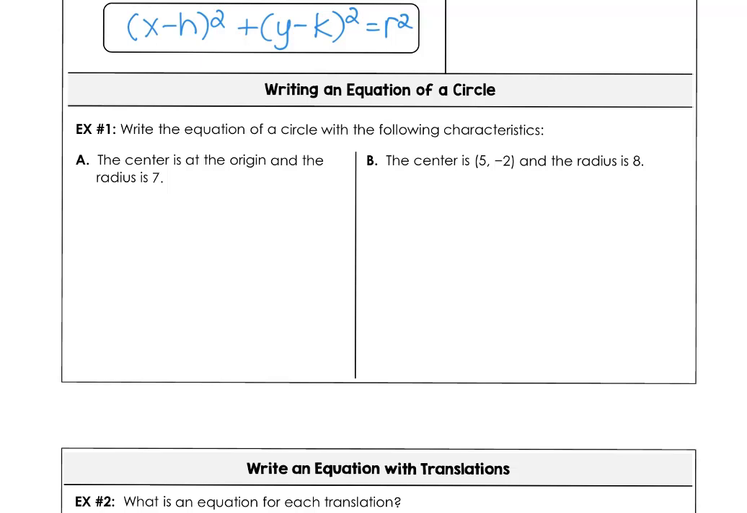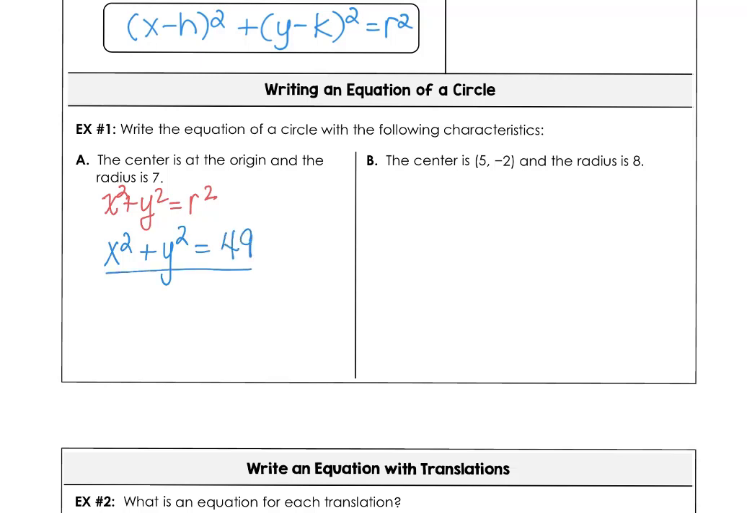We want to write the equation of a circle with the given characteristics. And in this first one, the center is at the origin and the radius is 7. So our model is x squared plus y squared equals r squared. And our r is 7, so our equation is x squared plus y squared equals 7 squared, and that's going to give us 49.